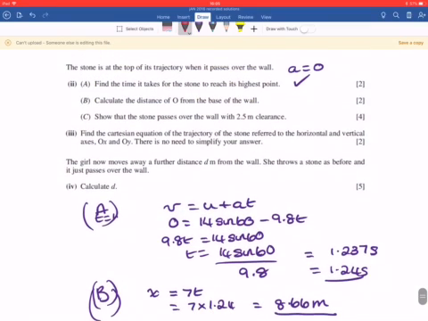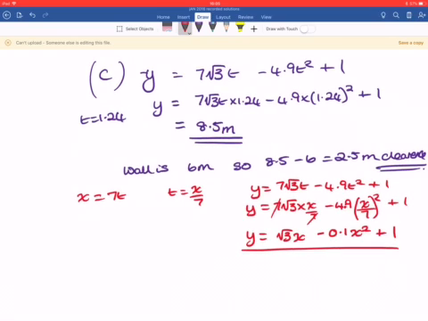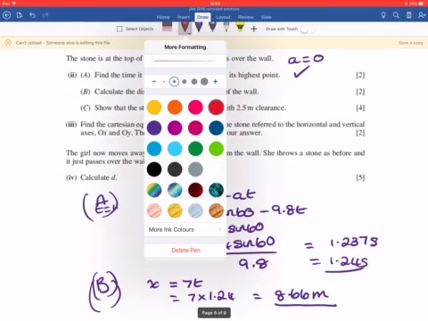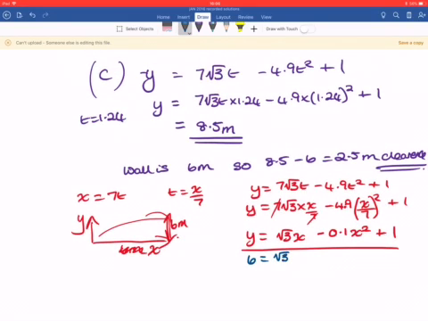Okay. The girl now moves a further distance d away from the wall. She throws the stone as before and it just passes over the wall. So, calculate d. Right, okay, so we're going to have that y is just 6 metres from wherever she is. So whatever distance she goes, she's just going to manage exactly 6 metres so that it just goes over the wall. Okay, so if we put in, that's not y, that's x, sorry. It's going to be 6 metres in that direction. Okay, so putting it in here, 6 equals square root of 3 x minus 0.1 x squared plus 1.